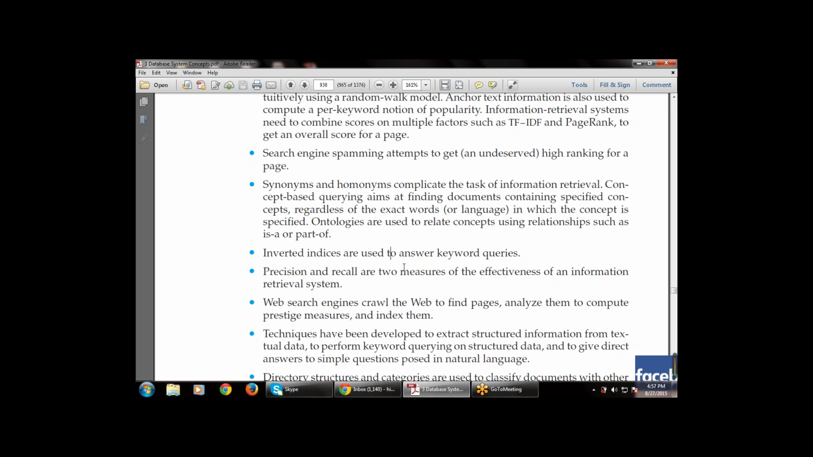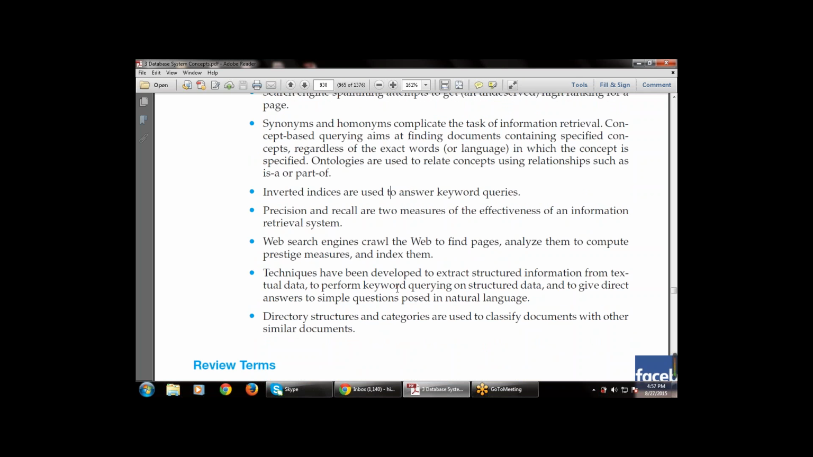Then techniques have been developed to extract structured information from textual data, to perform keyword querying on structured data, and to give direct answers to simple questions posed in natural language. So the querying on structured data is done on the basis of the direct answer given in the structured model.